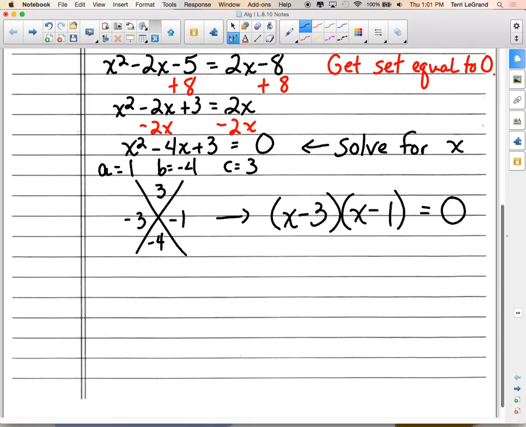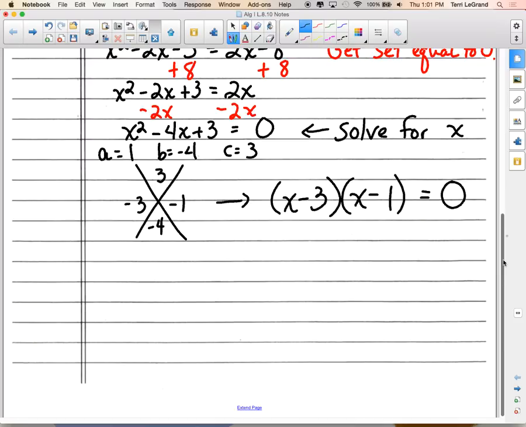Remember, we're solving for x, so what do we have to do? x minus 3 equals 0. x minus 1 equals 0. We have 2 solutions for x. So what's our x value here? 3. x equals 3. What's our x value here? 1. Okay, so we just solved our quadratic.